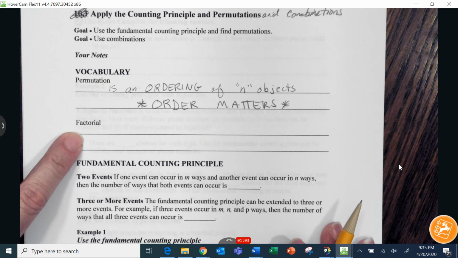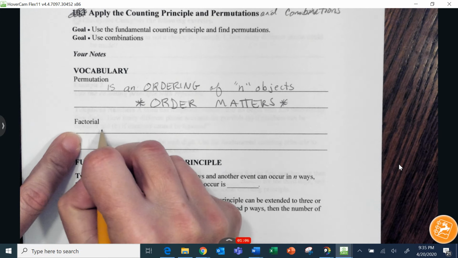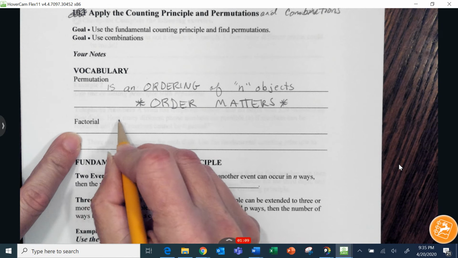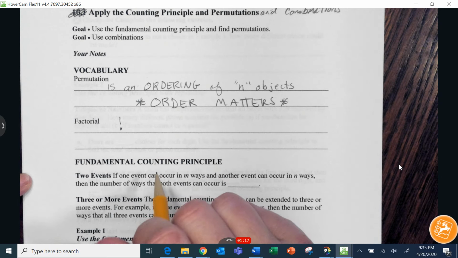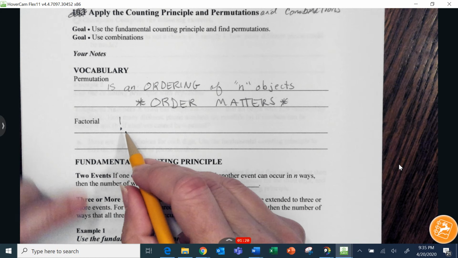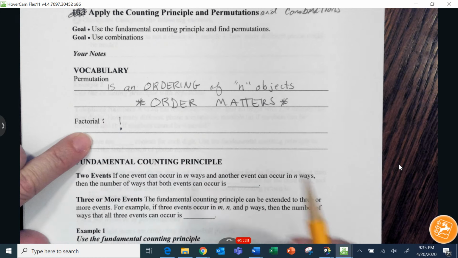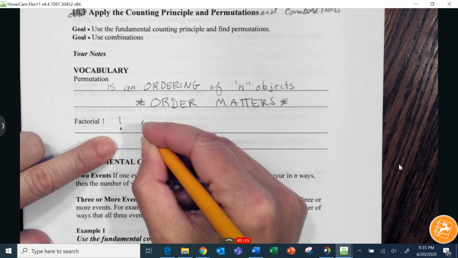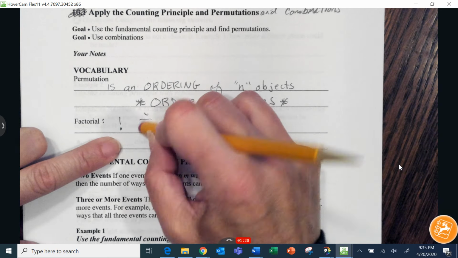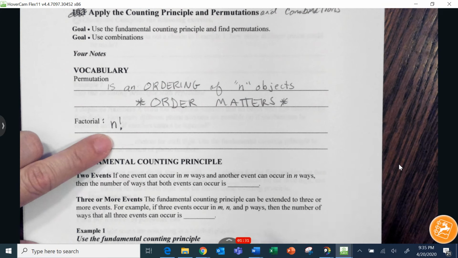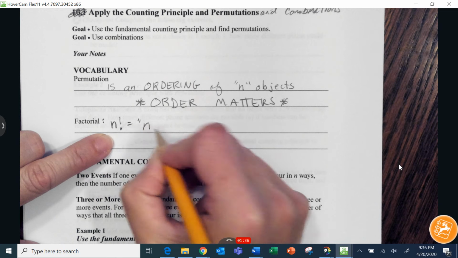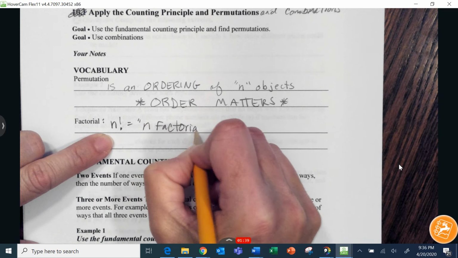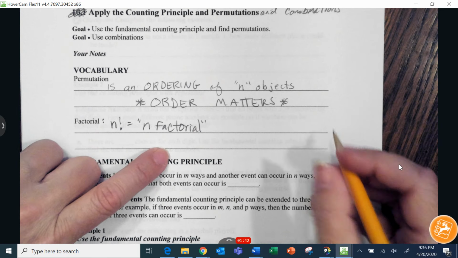And then we're going to learn something called a factorial today. And factorial is represented by a symbol. It looks like this. And you might think, well, that's an exclamation point. Well, in English, it is an exclamation point. But in math, it's called a factorial. Okay? So we read this, if I put an n in front of it, we read it as n factorial.